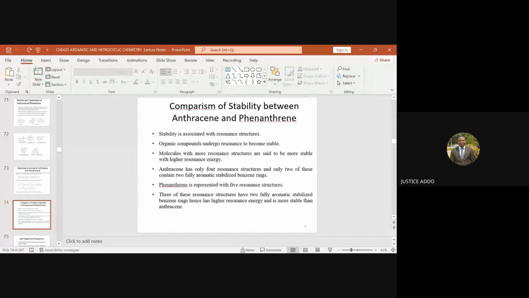I was going to say that all the explanation I've given to you is captured on this slide: the comparison of the stability between anthracene and phenanthrene. If you take your time and read, you could see that all that I've said has been summarized here. So take your time and read it yourself. Okay.